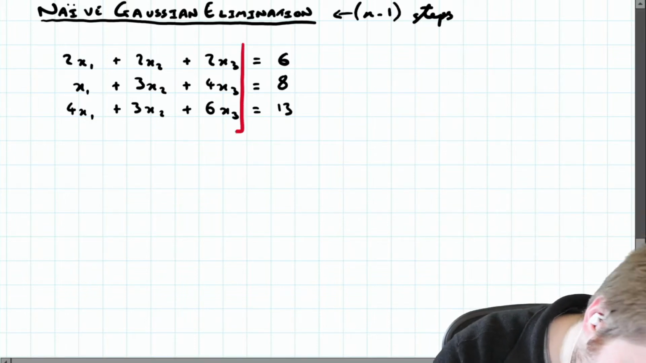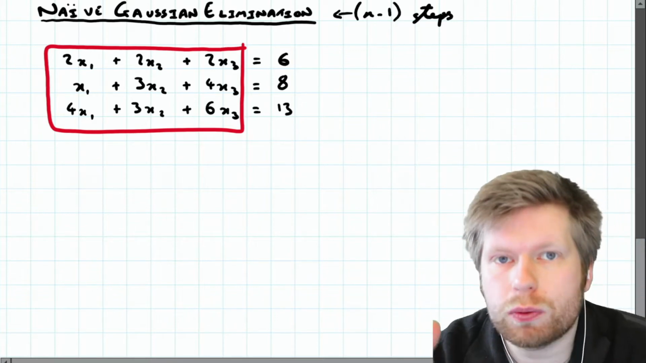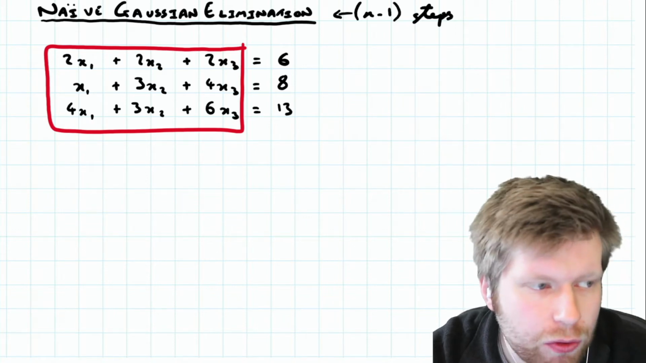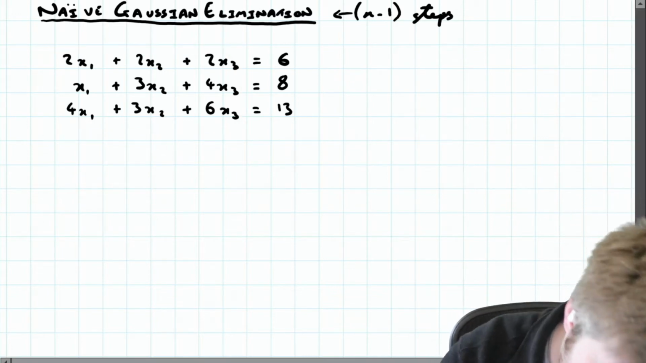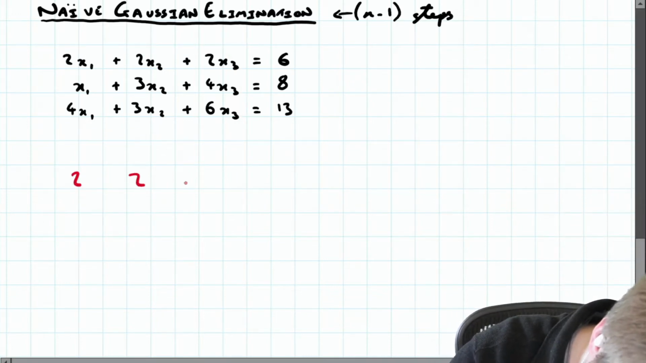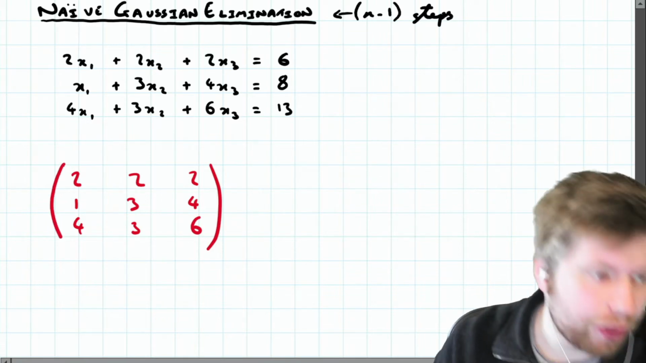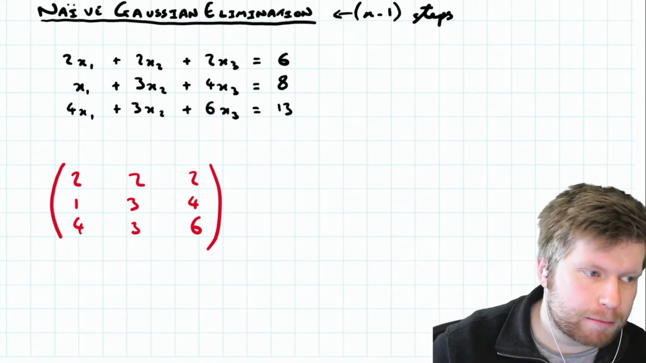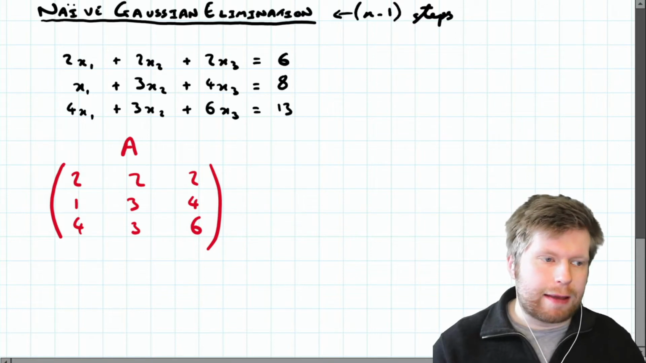So first of all, let's have a look at the left-hand side. Because I know that I'm set up correctly, so the columns are all x1s, x2s, x3s, they're all the same variable, what I'm going to do first of all is write the coefficients of the x1s, x2s, and x3s as I see them. So for example, I'm going to take 2, 2, and 2, then 1, 3, and 4, and then 4, 3, and 6. You can see here I am literally just pulling out the coefficients of the x1s, x2s, and x3s from each of my different equations. Okay, so I'm going to call this my coefficient matrix, and I'm just going to call it A, okay?